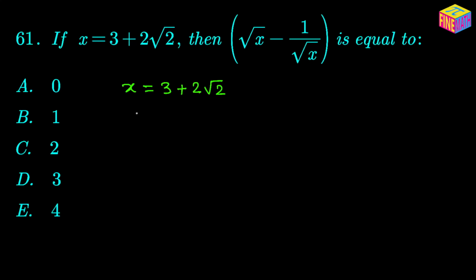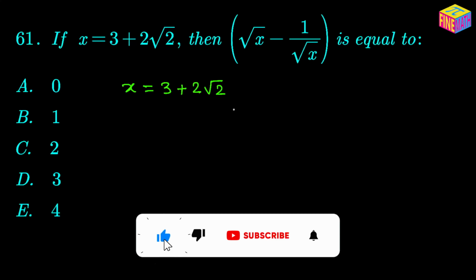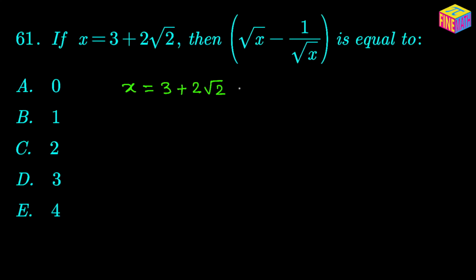So from here, what would be the value of square root of x? Well, let's see if we can convert this 3 plus 2 times square root of 2 into some whole square form. If we can convert it into a square form, then we can easily find the square root of x. So from here, can we write it like this? Here is a clue: if we write it as 1 plus 2 times square root of 2 and then plus 2, you see the 3, I'm writing the 3 as 1 plus 2 separately.